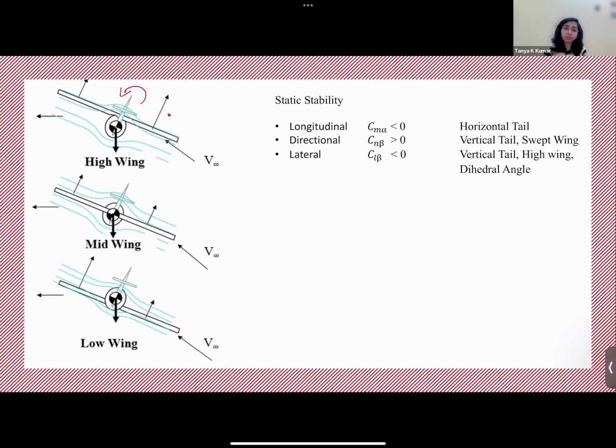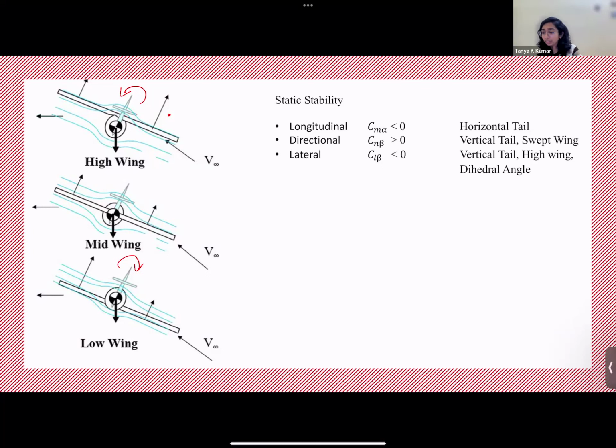For a mid wing, the lift produced is same on both wings, so there is no effective moment. It remains there. For the low wing configuration, the lift on the left wing is much higher than the lift on the right wing, and it contributes further towards rolling it in the adverse direction. So it produces a moment in this direction, no restoring moment, it continues rolling. So low wing does not give you lateral stability, high wing gives you more lateral stability. If you introduce a dihedral angle to a low wing, it contributes towards lateral stability. Otherwise, low wing is not preferred in the lateral stability aspect.